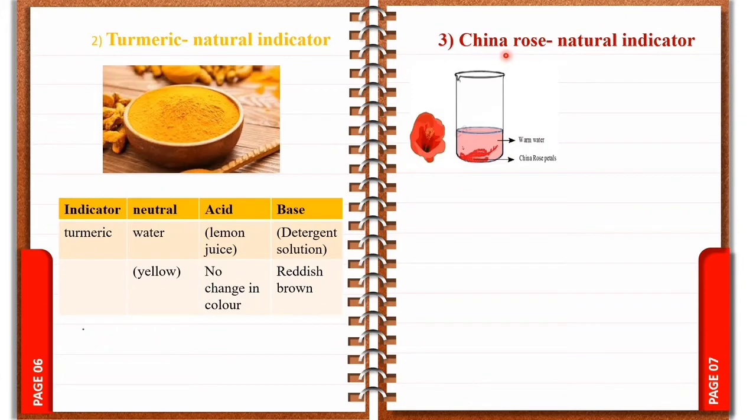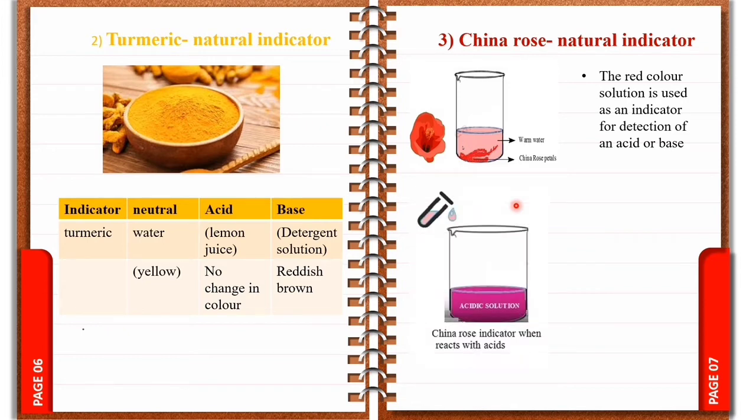China rose as natural indicator. China rose petals are also called as hibiscus petals. If we add these petals to the warm water, within few hours the water color changes to red color. So this red color solution is used as an indicator for the detection of an acid or base. If we add this red color solution to the acidic solution, its color changes to dark pink color. If we add this red color solution to the basic solution, its color changes to green color.